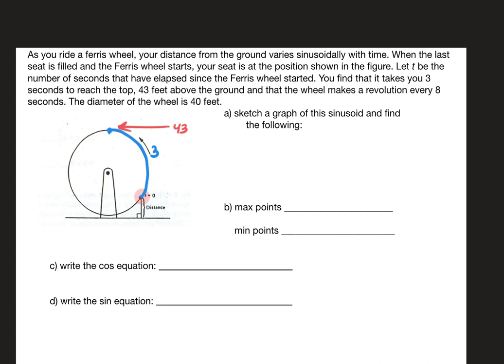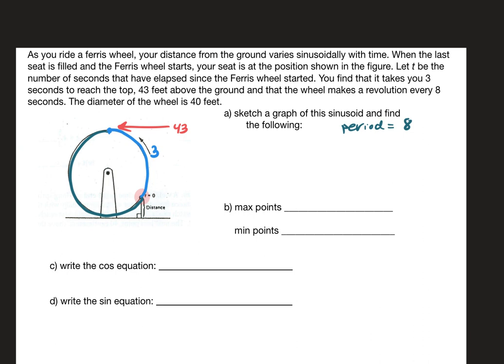The wheel makes a revolution every 8 seconds. That means the full wheel is 8 seconds, which means the period is 8 seconds. From here all the way around is a total of 8 seconds. And that means if I went 3 seconds from here to here, half the circle is 4, so it'd be 1 second from the bottom to there. I think that's where it gets harder than you're going to see on your test.